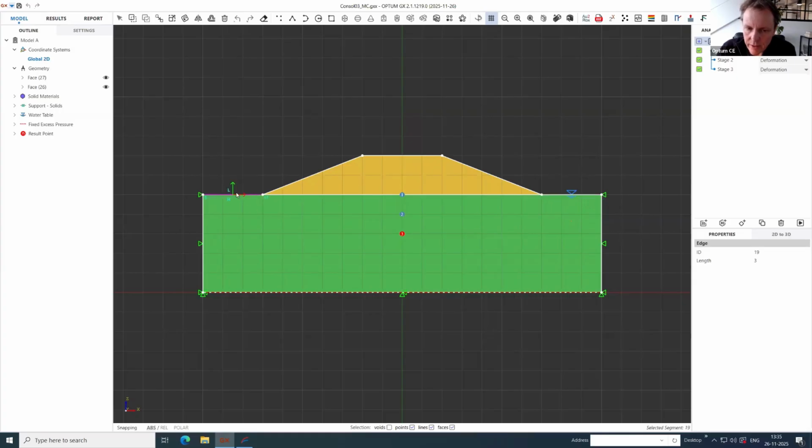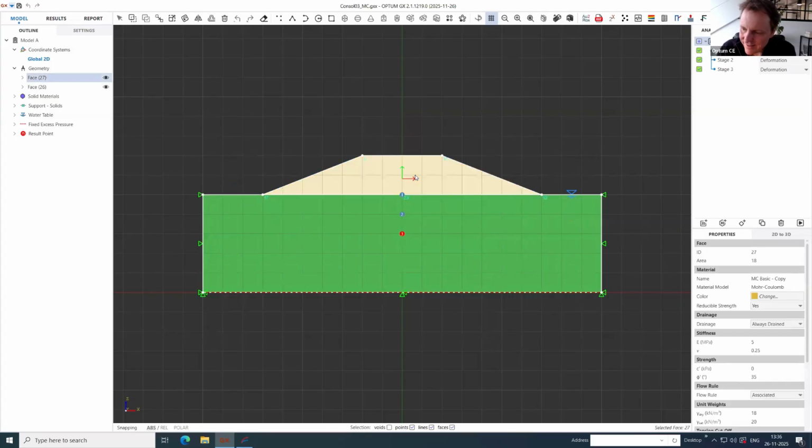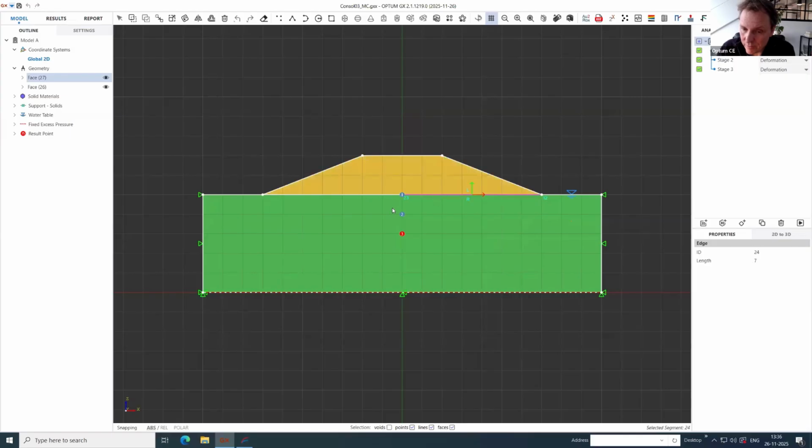If you don't do anything, this is a drainage boundary, and this is kind of a drainage boundary as well, in the sense that this is an always drained material. So this is a material where the excess pore pressures are always zero. So once the water comes up here, well, it dissipates.